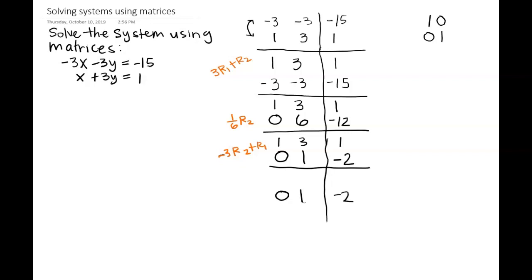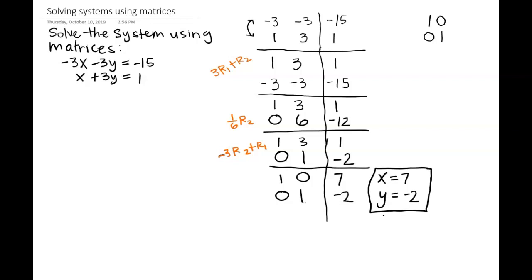Alright, so when I do that, -3 times 0 is 0 plus 1 is 1. So see how that 1 didn't change? We don't want it to change. -3 times 1 is -3 plus 3 gives us our 0, which was what we want there. -3 times -2 is +6 plus 1 gives us 7. So now that I have it all in this form, I can see here that my x is 7 and my y is -2. And those are my solutions.